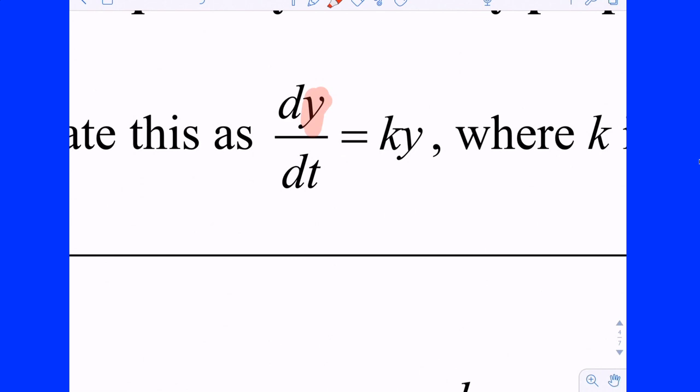So notice what the direct proportion means. If y gets bigger, dy/dt gets bigger. If dy/dt gets bigger, y gets bigger, and vice versa. They have the same behavior. If one gets bigger, the other gets bigger. If one gets smaller, the other one gets smaller. And they're related by way of some constant k. So the bigger y is, the more you get, because the faster it's going to grow.